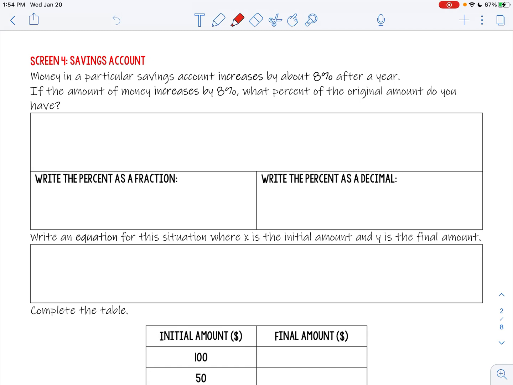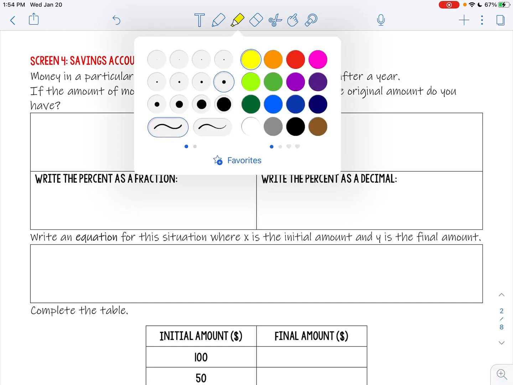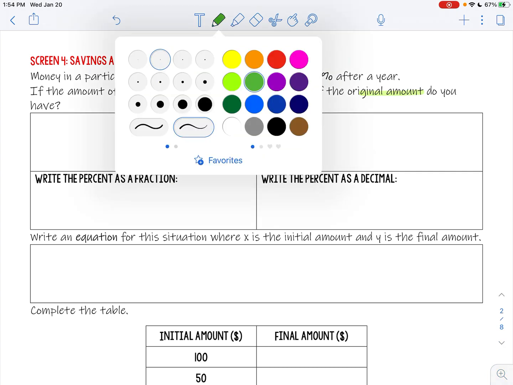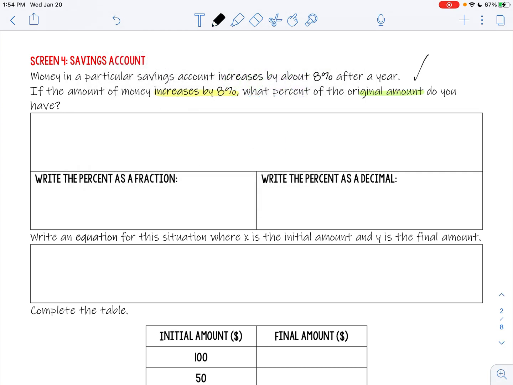Money in a particular savings account increases by about 8% after a year. If the amount of money increases by 8%, what percent of the original amount do you have, right? And when we talk about original amounts, that's kind of like our starting point. Like, where are we starting? Okay? And when we're talking about percents, we are always starting at 100%. Okay? We start at 100%.